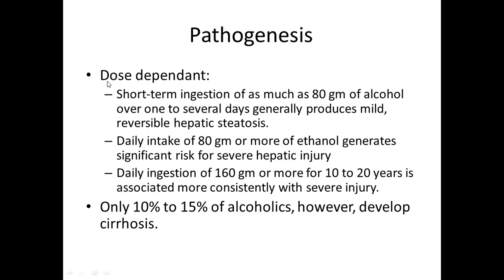Most of the time, we have a dose-dependent toxicity. Short-term ingestion of alcohol, let's say for a couple of days or several days, generally produces mild reversible hepatic steatosis. But if the intake extends and becomes prolonged, it generates significant risk for severe hepatic injury. And if the dose is increased and the duration is also increased, this is usually consistent with severe injury. However, not all alcoholic persons develop chronic liver disease. Only 10 to 15% of alcoholics develop cirrhosis; the rest of the people do not. This is one of the reasons that some other factors are thought to be involved in the pathogenesis of alcoholic liver disease.